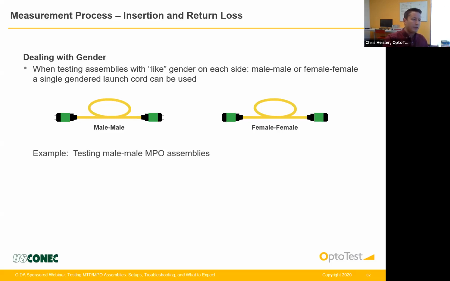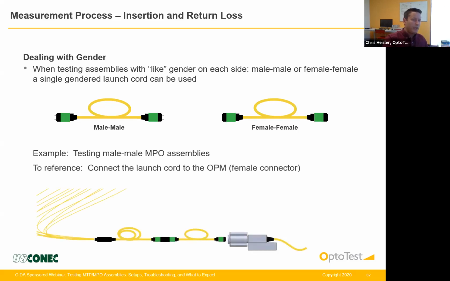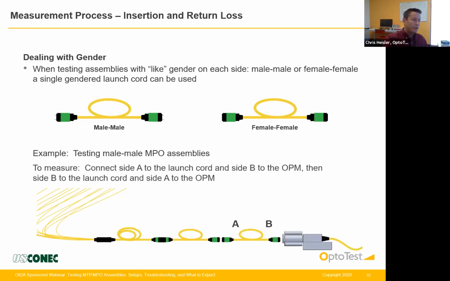For example, if we're testing a male-male MPO assembly, we would have a female launch cord. So we connect our female launch cord to the optical power meter, reference the power and find the position for the return loss. Then to measure, we measure side A first, connect side A to the launch cord and side B to the OPM. And then you get IL for A and RL for A.